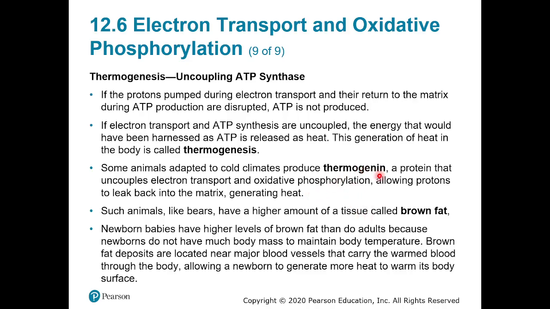Some animals adapt to cold climates by producing thermogenin. It's a protein that will actually work to uncouple the electron transport and oxidative phosphorylation, and so will allow protons to leak back into the matrix. This will then generate waste heat, same as if you took a concentrated acid and diluted it. Animals that have this are things like bears. They're going to have higher amounts of tissue that's called brown fat. Newborn babies actually have higher levels of brown fat as well than adults.